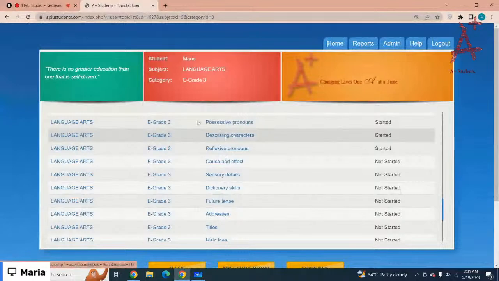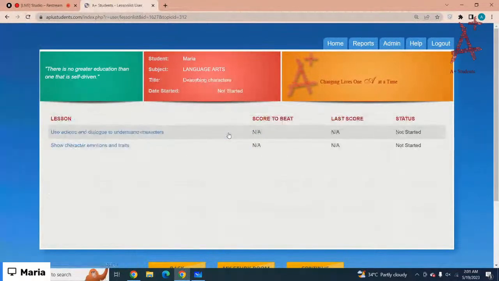Okay, here I'm on grade 3 language arts. The lesson we're going to start with is describing characters. Let's start with the first lesson, that is use actions and dialogue to understand character.